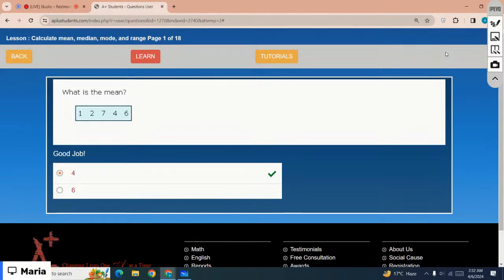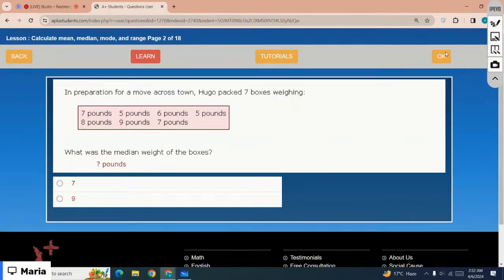Okay, the next lesson is in preparation for a move across town. Hugo packed 7 boxes weighing 7 pounds, 5 pounds, 6 pounds, 5 pounds, 8 pounds, 9 pounds, and 7 pounds. What was the median weight of the boxes? You have to calculate the median.